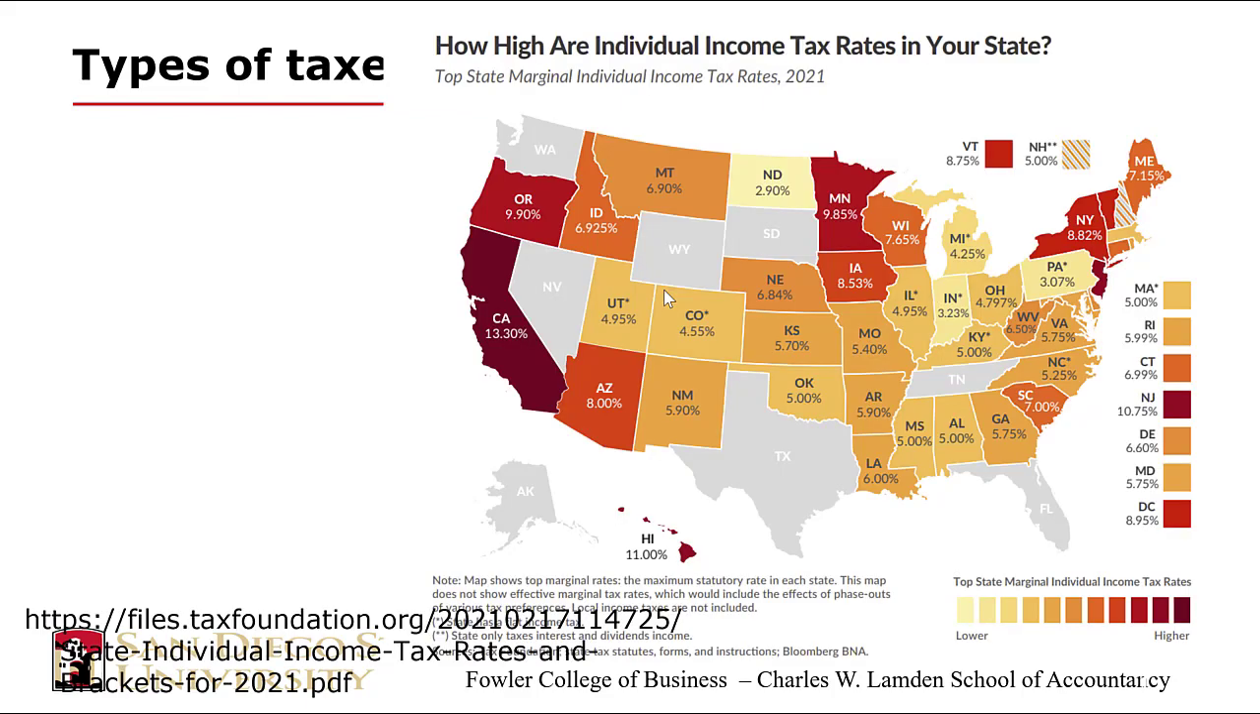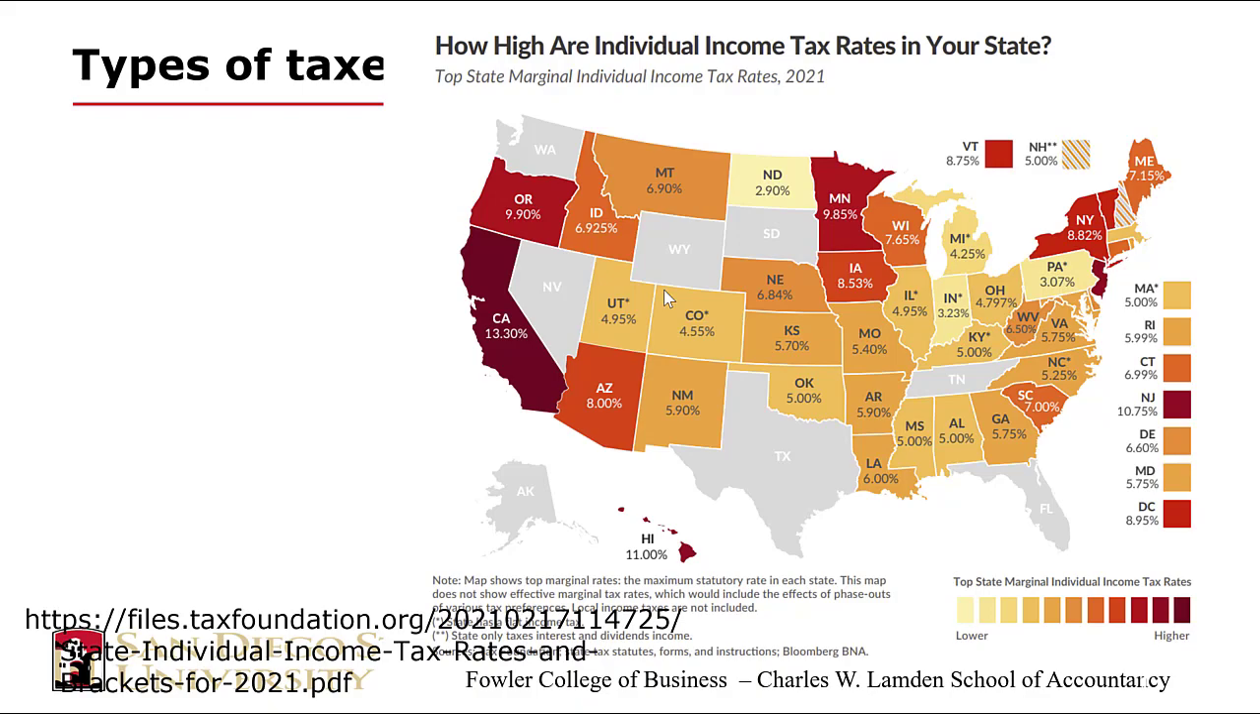So how high are individual income tax rates in your state? Tax Foundation is a really good nonpartisan tax think tank that produces a lot of great information. This map is directly from them. This is for 2021. The darker the red, the worse, meaning the higher. Well, I shouldn't say worse. That's pretty pejorative, right? But the higher the tax, I guess if you're paying them, a lot of times higher is worse. If you're not paying them, then who cares? Higher is probably better because someone else is paying.